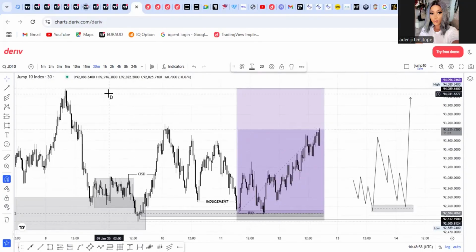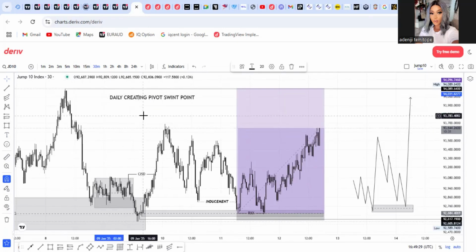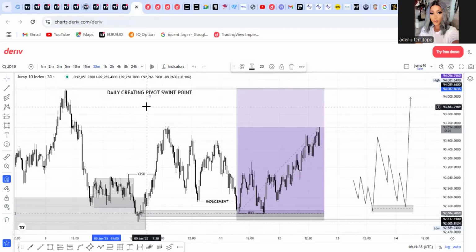Let me delete this. On the daily, you want to see price creating the pivot swing point. That's the first thing you want to see on the daily. All right, when you see that, then what are you looking at next? You're going to your lower time frame, which is your 1 hour or your 30 minutes, precisely to get your area of interest. You don't want to go and take an entry from a level that you'll be liquidated.